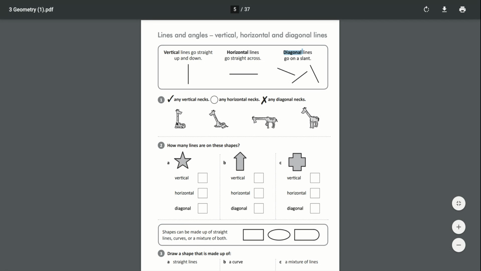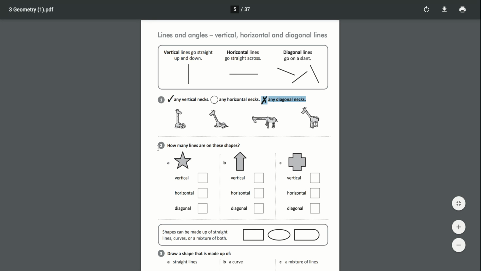Number one, you're going to tick all of the vertical necks of the giraffe. So if you've forgotten what vertical means, you can look up here. So that's the straight up and down. Okay, so tick any of the giraffes that have vertical necks. That's the first instruction. And you're going to put a circle around any that have horizontal necks. Remember, if you forget, look above. And put a cross next to the giraffes that have a diagonal neck. Okay, so that should be straightforward.